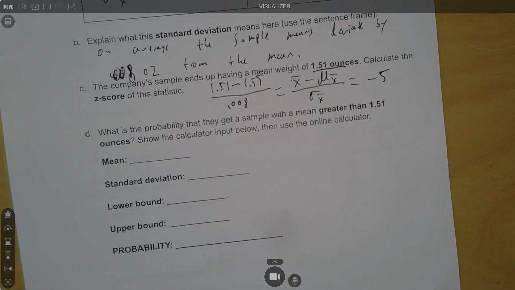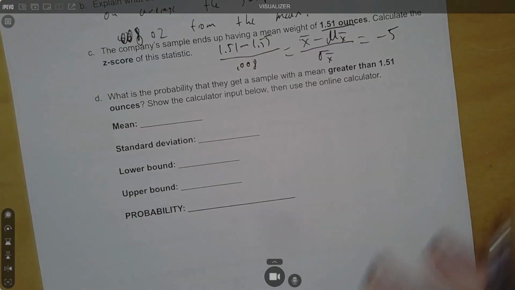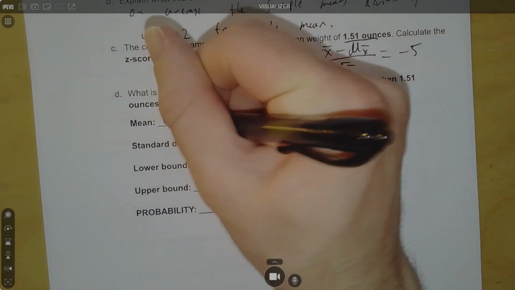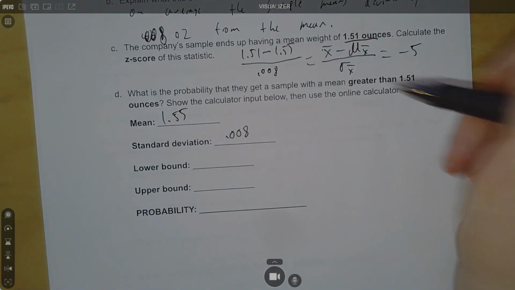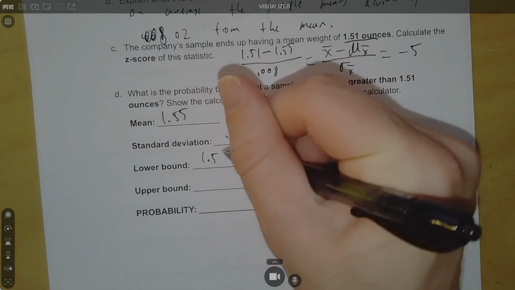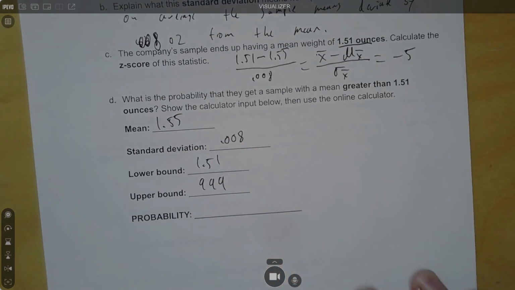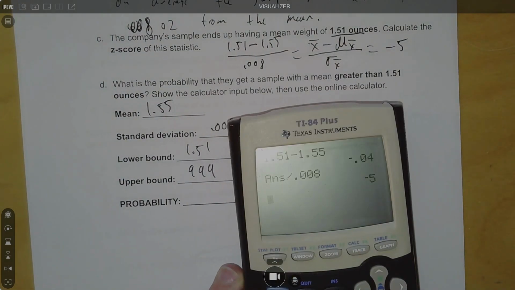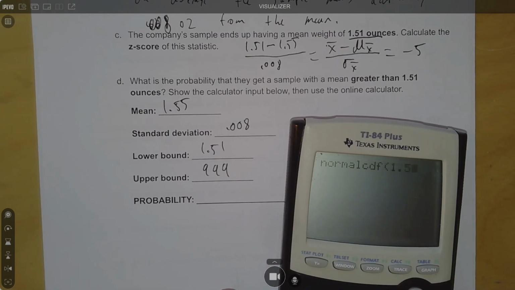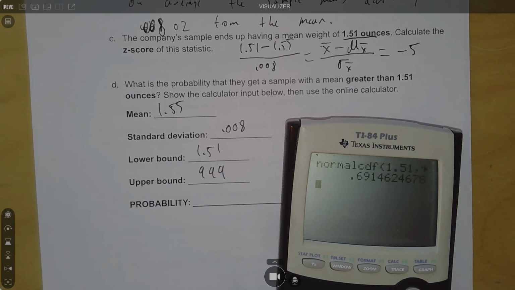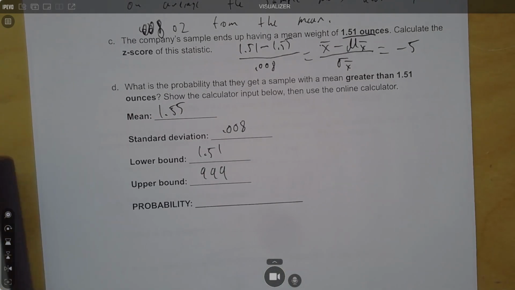What is the probability that they get a sample with a mean greater than 1.51 ounces? Show the calculator input. The mean is 1.55. Standard deviation is 0.008. I want greater than 1.51, so 1.51 is my lower bound, and upper bound is 999. On a graphing calculator, it would be second distribution, normal CDF, 1.51, comma 999, comma 1.55, comma 0.008. Close it, done. About 0.69%.